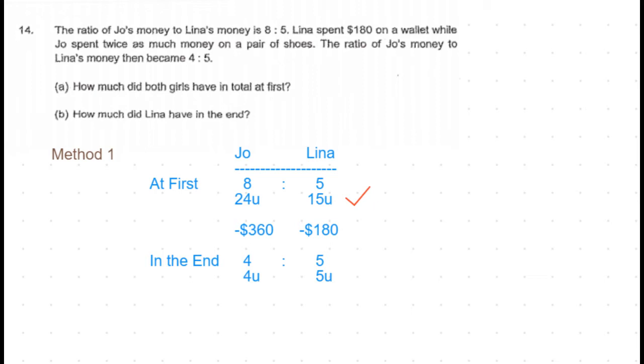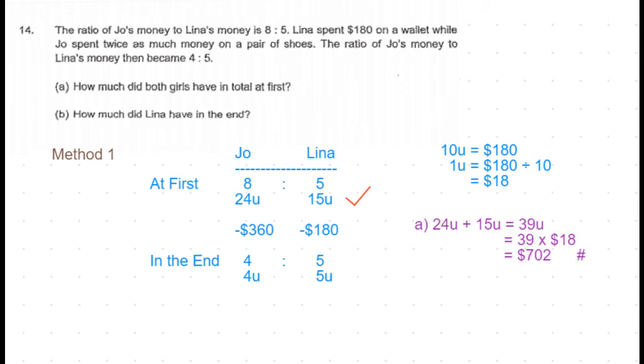So now we found out the number of units, which means our ratios are correct. Then we can either put 20 units is equal to $360 or 10 units is equal to $180. Both are same. We get the value of 1 unit as $18. So the first question is, how much did both girls have in total at first? At first, Joe had 24 units. Lina had 15 units. The total is 39 units, which is 39 times 18, $702. That's the answer for part A of the question.